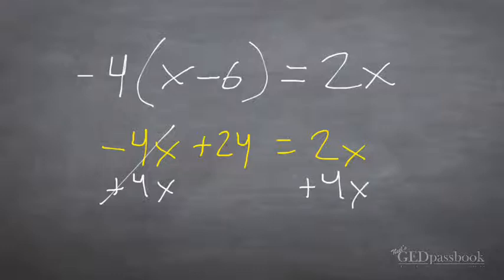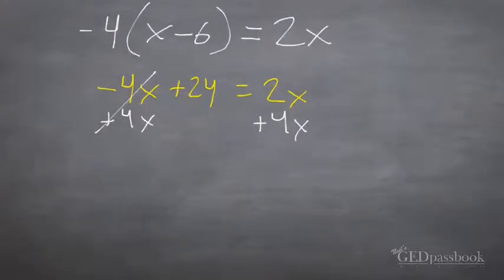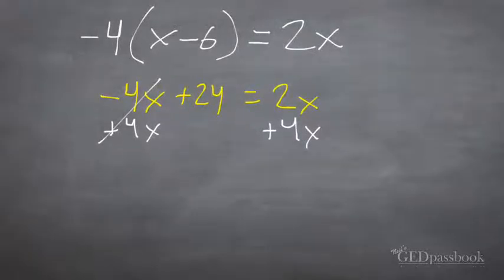So now ask yourself, what is 24 equals, what is 2x plus 4x? 6x. Now, David, what do you do? Divide by 6.